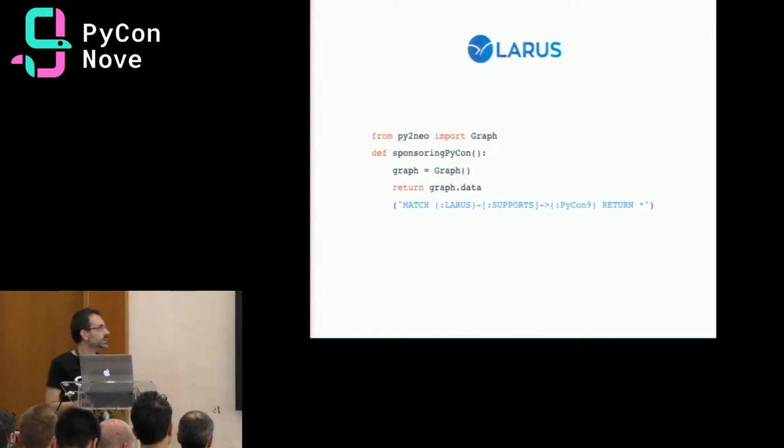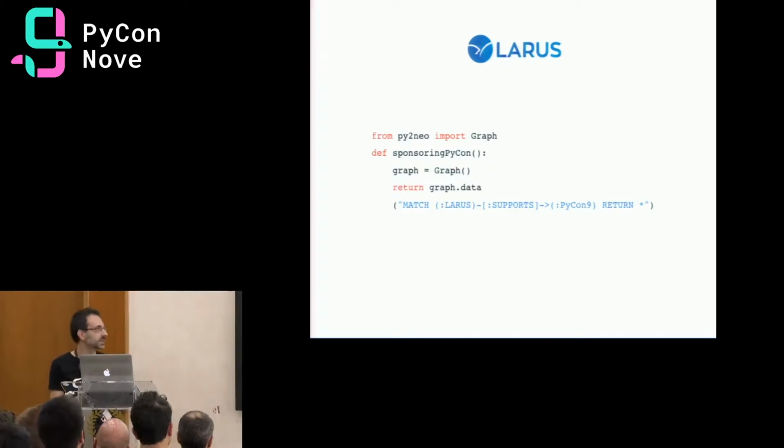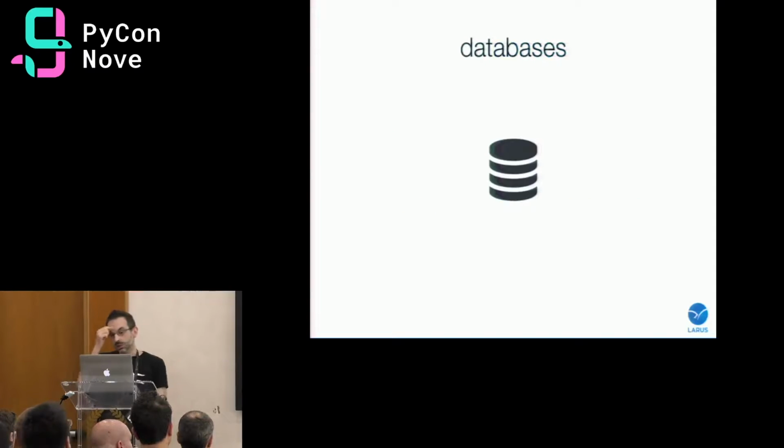So this is a little spoiler alert. Larus supports Python, which is this basic Python script that embeds a little bit of Cypher, the query language of Neo4j, within the code. So this is the bad guy of today.